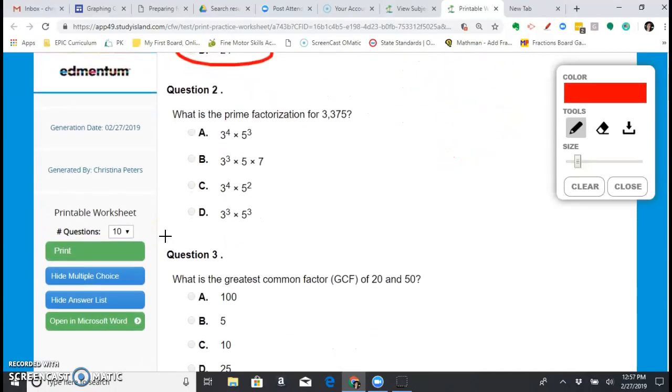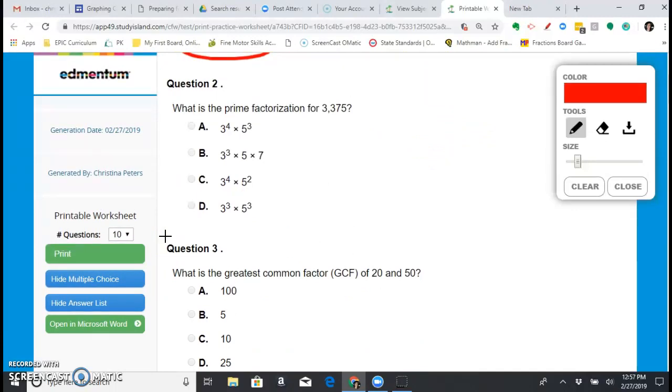What is the prime factorization for 3,375? Say you forget. Just fine. Pull out a calculator. See what they equal. I'm going to put 3 caret button 4 into my calculator. Multiply it by 5 caret button 3. Looks like that is 10,125. Let's try the next one.